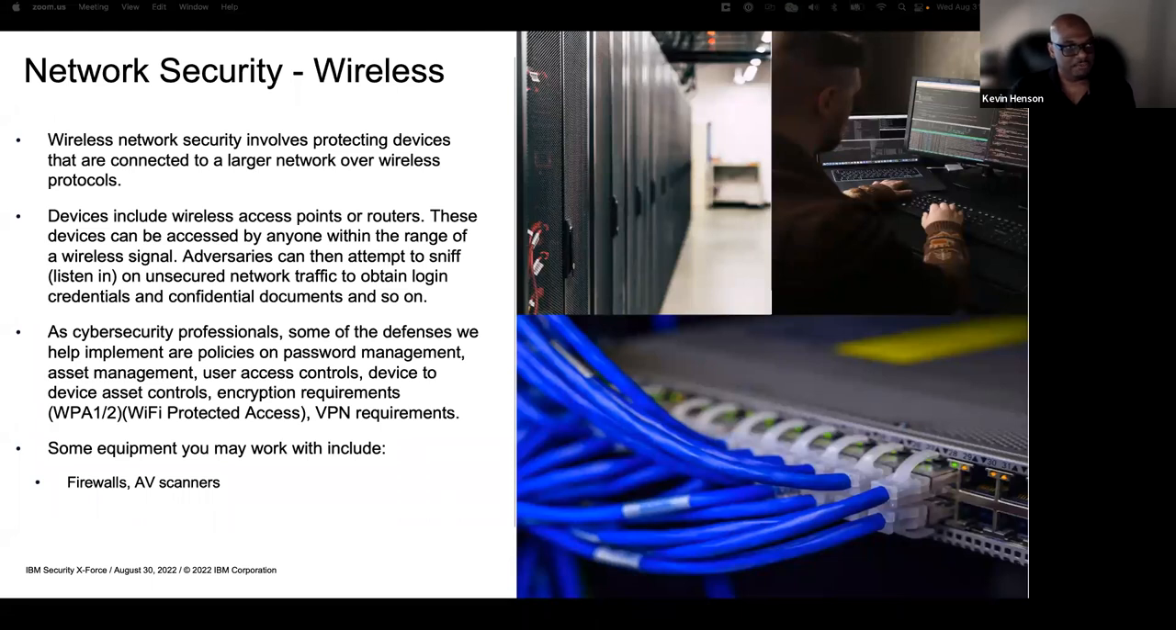Also within network security, we have the responsibility to protect our wireless connections. And so wireless network security just involves protecting devices that are connected to a larger network over wireless protocols. Those devices include the wireless access points and routers. And those routers and access points can be accessed by anybody within range of the wireless network. So if you don't have the proper protocols to protect that wireless connection, anyone can just log in and start doing things on your network.